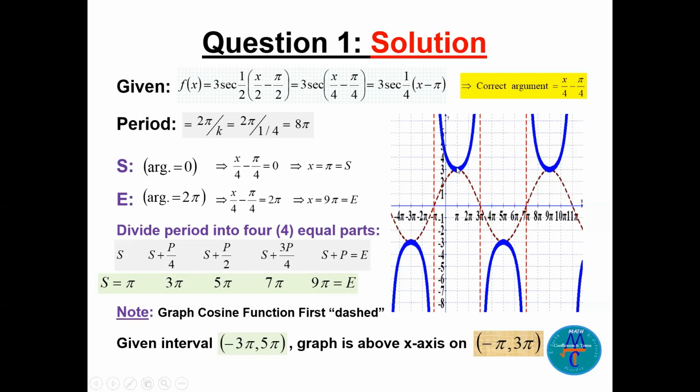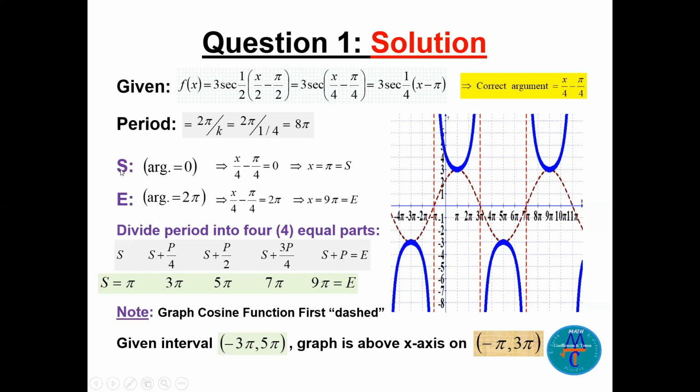So this point was at 3. Because to graph this secant, you have to graph the cosine first. Cosine will be dashed, and then the solid one is the secant. See this point here, pi, see this point? It was at 3, and that's the cosine. This is the cosine shifted to the right, pi units.